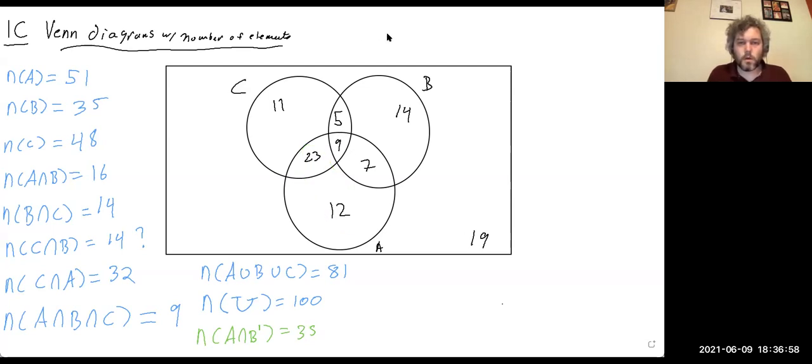Okay. What about, that's probably not the best color, A complement intersect B. Well, is that the same thing? A complement, B. So this is the part of B that has nothing to do with A. So it'd be around here. Anyone tell me that one? 19. Okay, so we see that these are not the same.